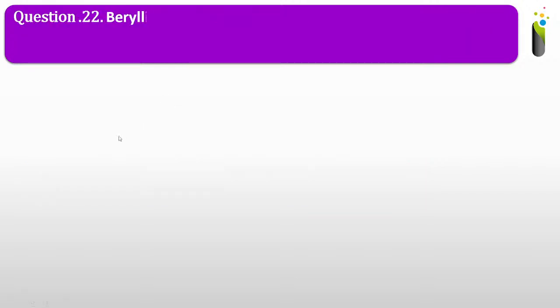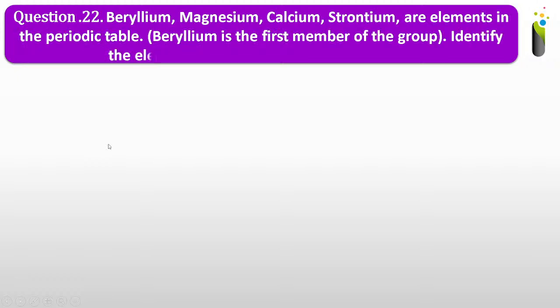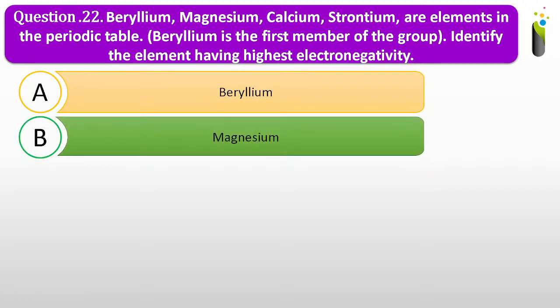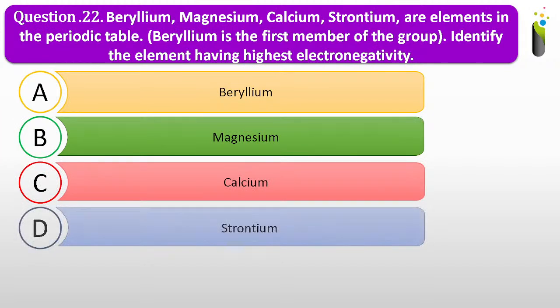Question number 22. Beryllium, magnesium, calcium, strontium are elements in the periodic table. Beryllium is the first member of the group. Identify the element having highest electronegativity. A. Is it beryllium? B. Is it magnesium? C. Is it calcium? D. Is it strontium?